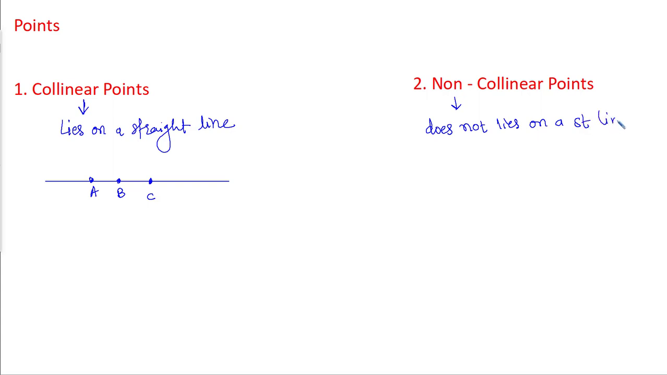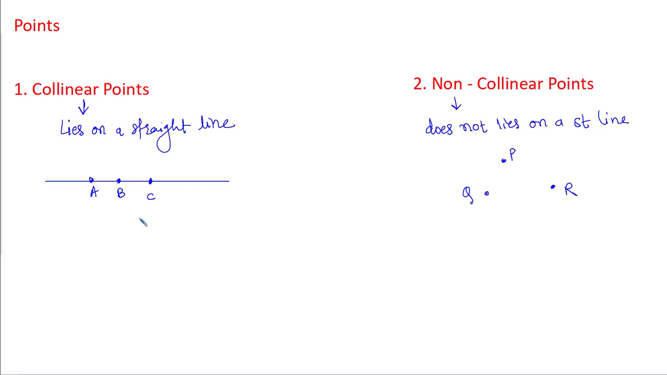For example, point P, point Q and point R, these 3 points do not lie on a straight line, so these 3 points we call non-collinear points. Basically the points which lie on a straight line are called collinear points, and the points which do not lie on a straight line are called non-collinear points.